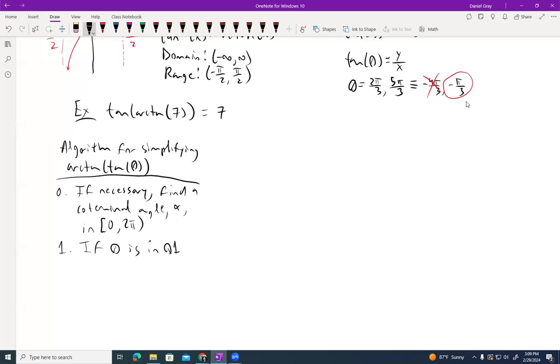Okay. And now, if theta is in quadrant 1, here's what we can do. That angle is already between 0 and pi over 2. So arctangent of tangent of theta is the same thing as arctangent of tangent of alpha, the coterminal angle between 0 and 2 pi. Because this is in quadrant 1, this is already in the right range, the range of arctangent, the restricted domain of tangent. So they're going to cancel each other off and just get you alpha. Okay, so that's nice.